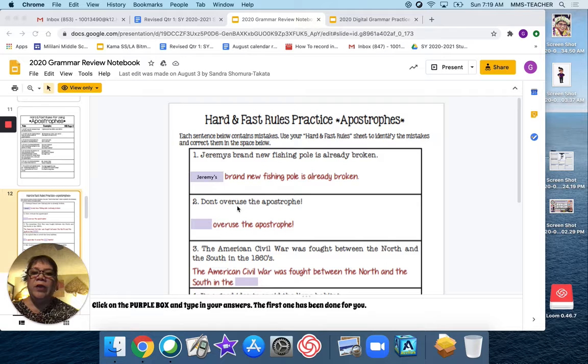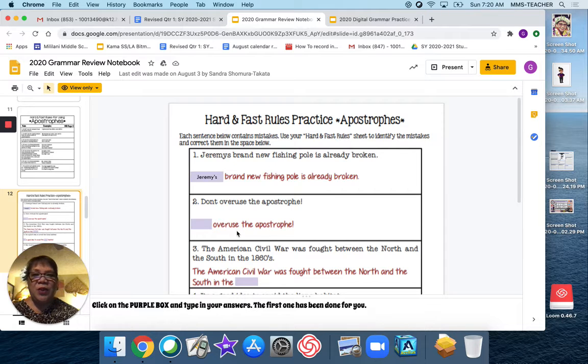All right, so let's look at this next one. Don't overuse the apostrophe. Now we're looking at this word don't. That's not written correctly. So you're going to click on this purple box and type in the correct answer. And if you typed in capital D-O-N apostrophe T, then you are absolutely, positively correct.